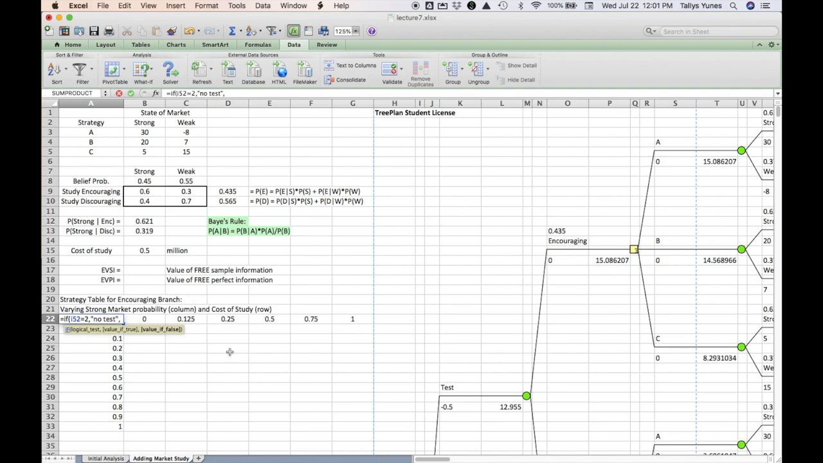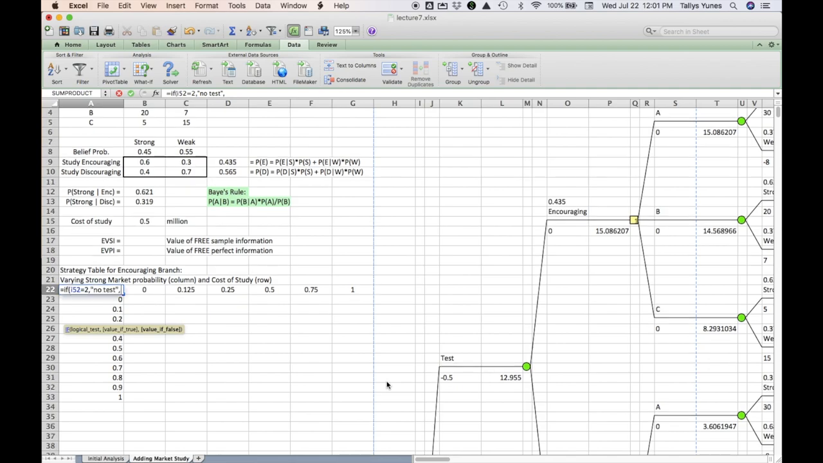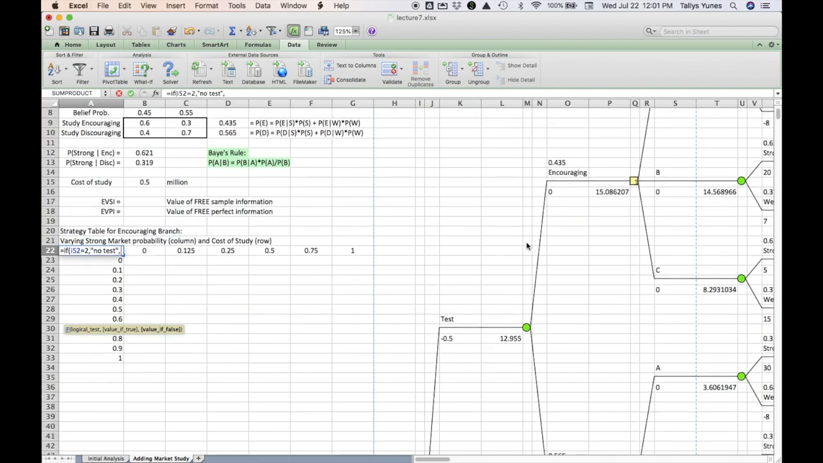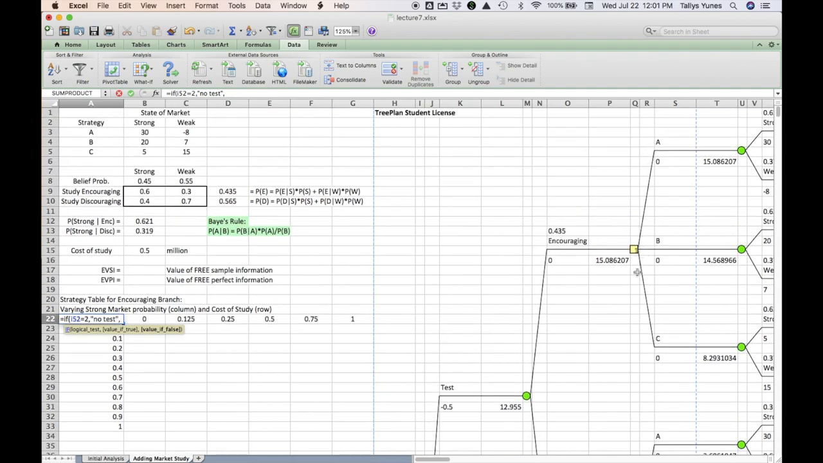Otherwise, right, this is the else of the if. Otherwise, I know we went up. And then I want to know, under the encouraging outcome of the test, did you tell me to do A or B or C? So I could simply ask it to write down for me the value of the cell Q15. What did the yellow box say? I could just go and do this if I wanted.